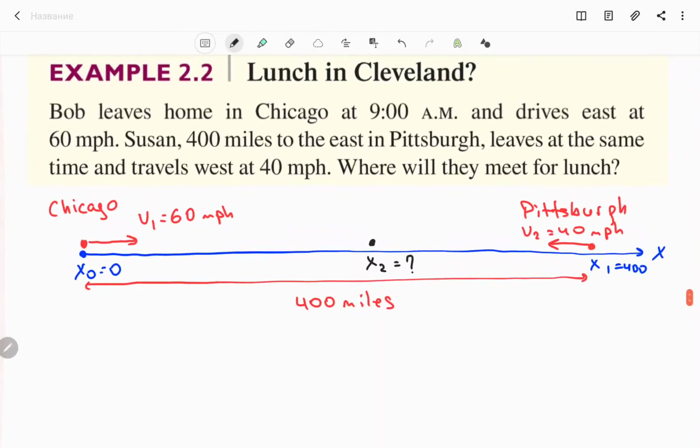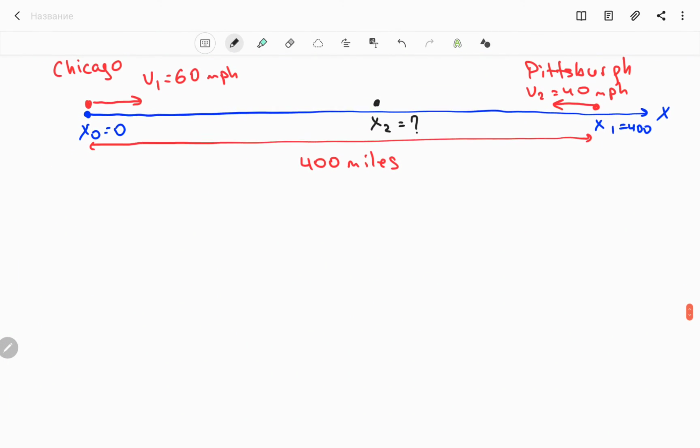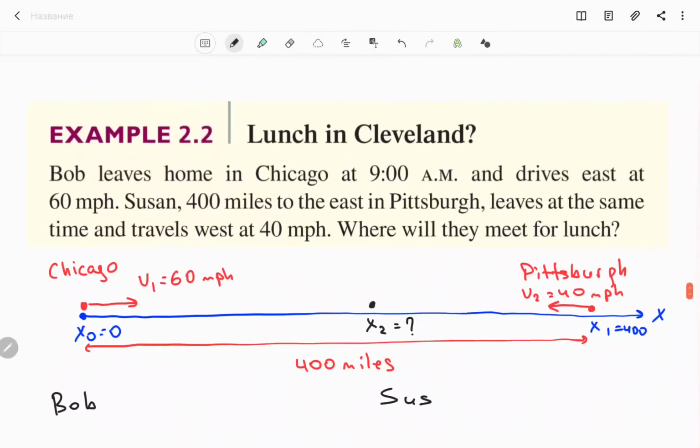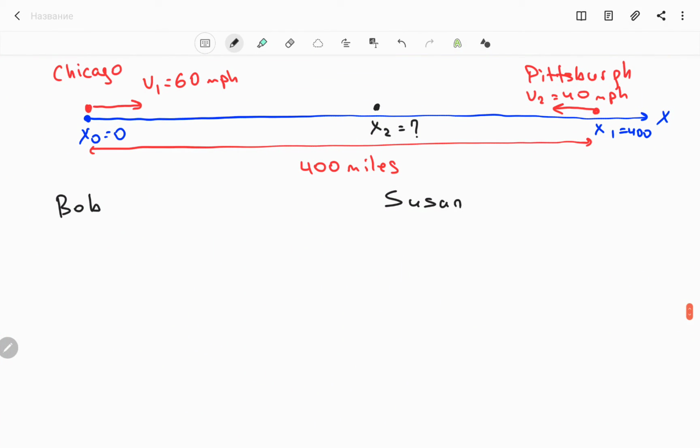We know that Susan leaves at the same time. It means travel time for Bob and Susan will be totally the same, because they will spend the same time to reach the meeting point. So now we can write two equations. First one is for Bob. Second one is for Susan. And we know that they are moving with constant speeds, constant velocity.